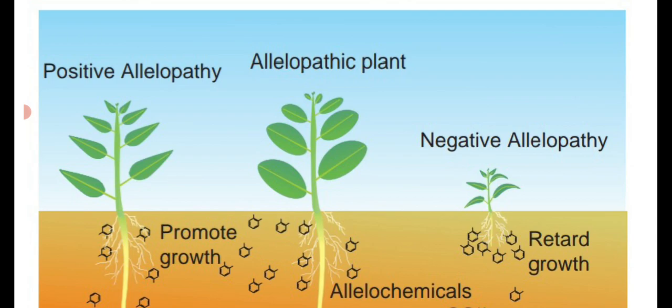See the diagram. The first 2 diagrams are showing the positive characters of allelopathy. But see the third diagram, it is showing the negative allelopathic process. So the growth and development is very much reduced. The plant looks very short. That is said to be retarded growth, that means reduced growth.